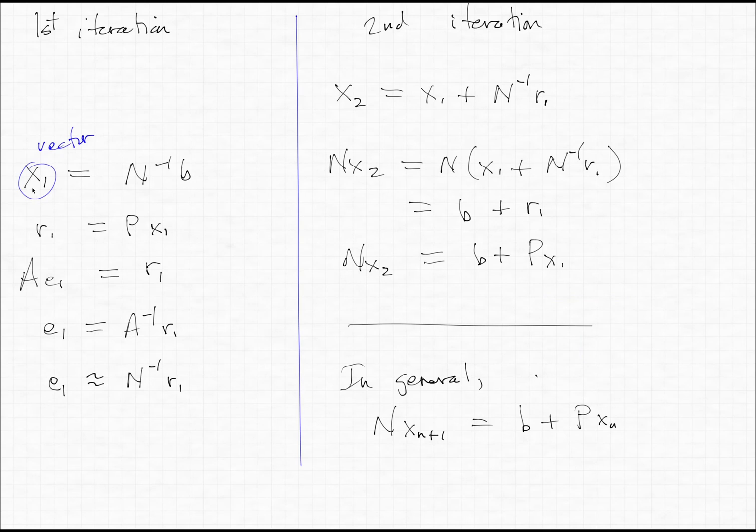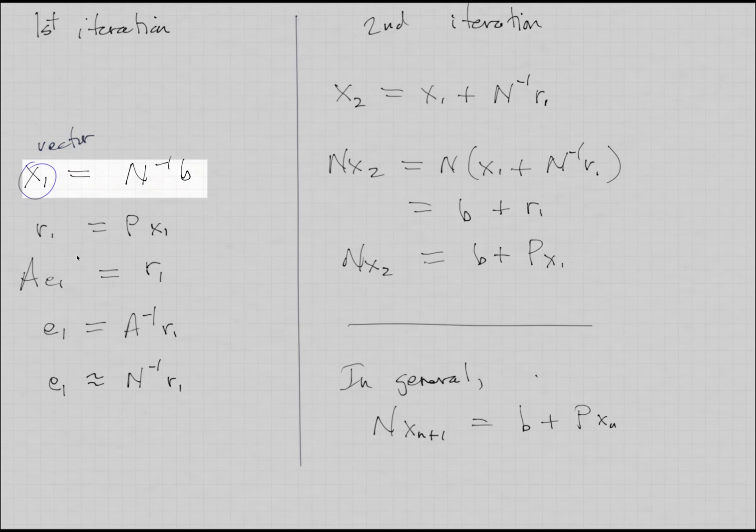Okay, so in other words, x1, our first approximation, will be N inverse times b. Now, I could have written N sub A sub 1 or something, but I didn't want to get carried away with the subscript, so I'm just writing x1. So this is our initial approximation, and then the initial residual, as we saw in the previous slide, r1 is just equal to P times x1.